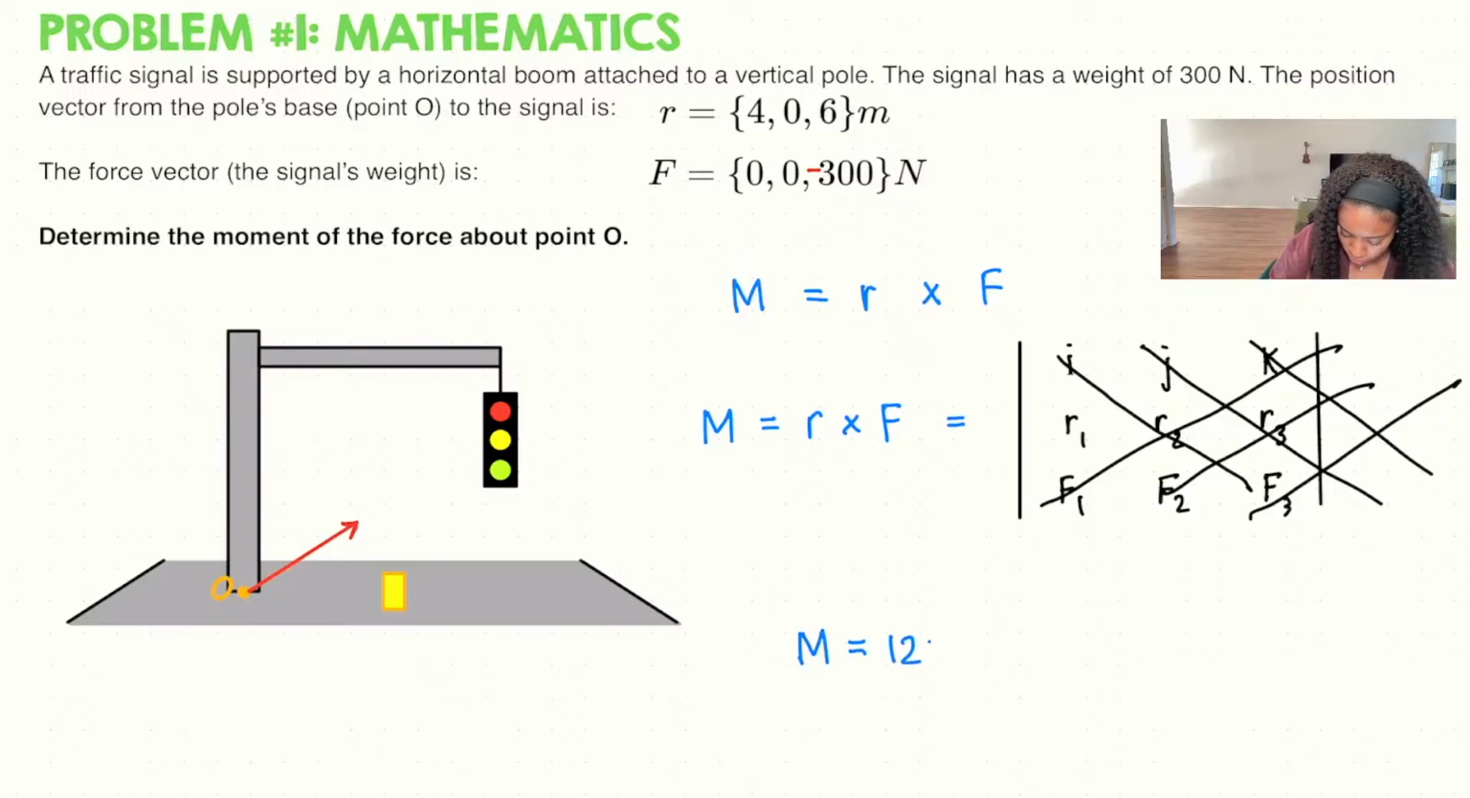1200 Newton meters. Don't forget that moment is a force times the distance, so your units need to reflect that. So in this case, it's going to be a Newton meter. And yeah, that is our answer.